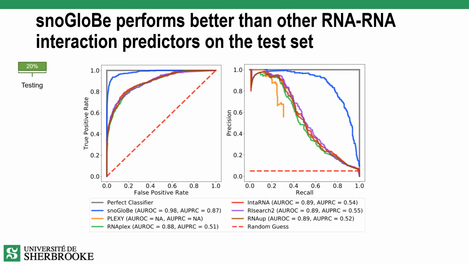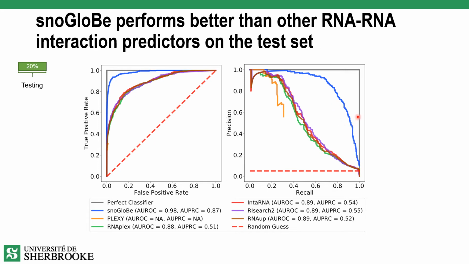Using the test set we set aside, we compared snoGloBe to PLEXY and other box C/D snoRNA interaction predictors and to generic RNA-RNA interaction predictors, which are RNAplex, IntaRNA, RIsearch2, and RNAup. As you can see in the ROC and precision and recall curves, snoGloBe in blue performs better than the other tools on the test set.